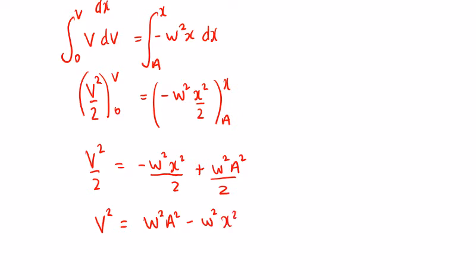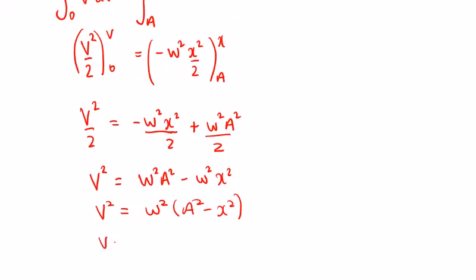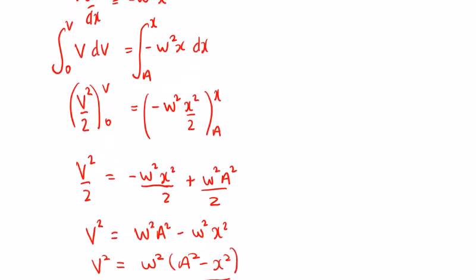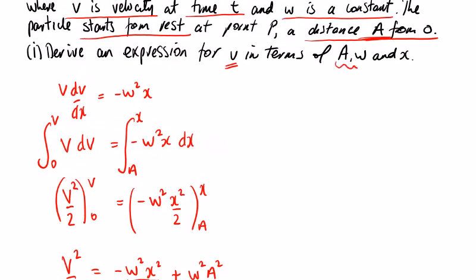I can factor out my w squared. v squared is equal to w squared times a squared minus x squared. So v is equal to the square root of the other side. The square root of w squared is just w, times the square root of a squared minus x squared. So that's v in terms of w, a, and x.